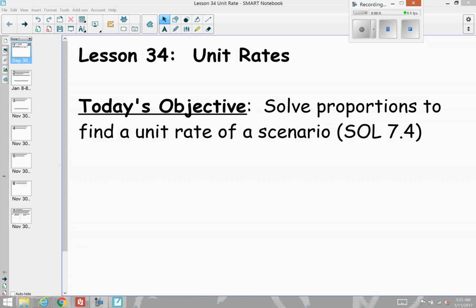Welcome back. This is lesson 34, unit rates. Today's objective is to solve proportions to find the unit rate of a scenario.